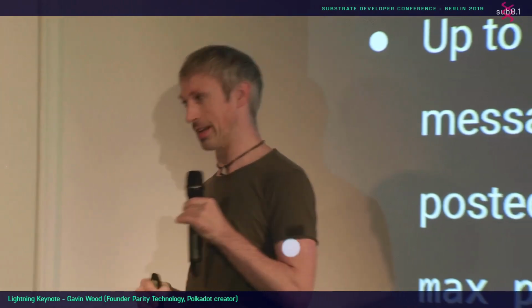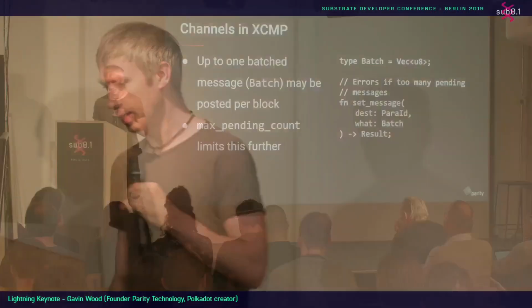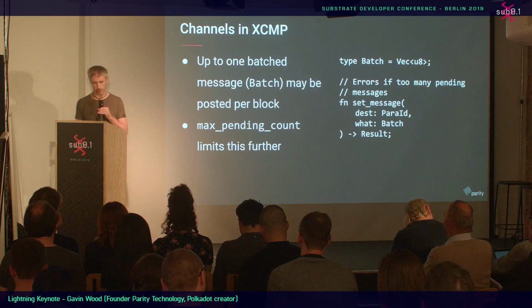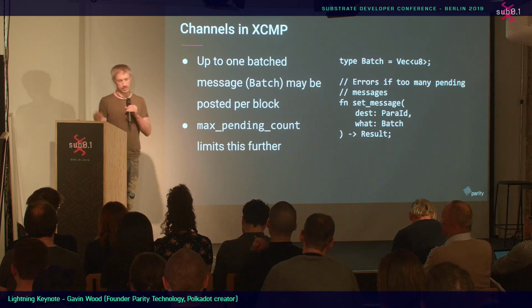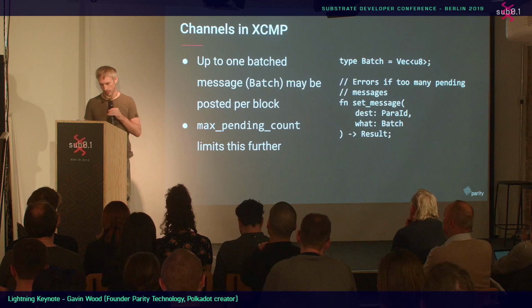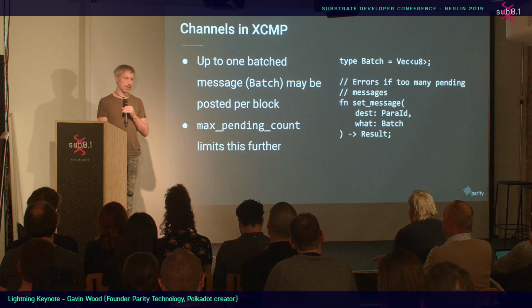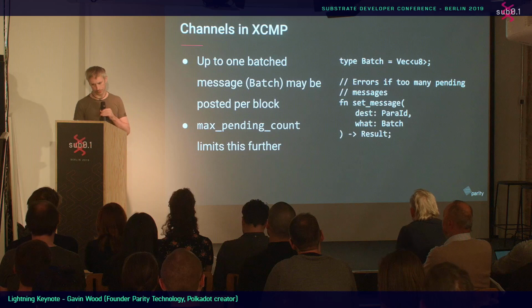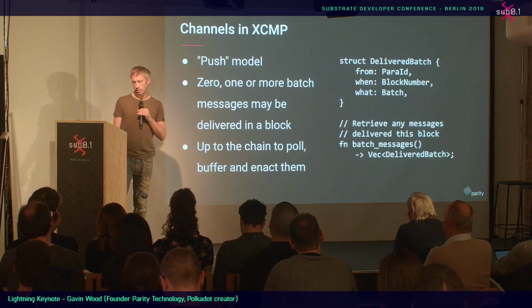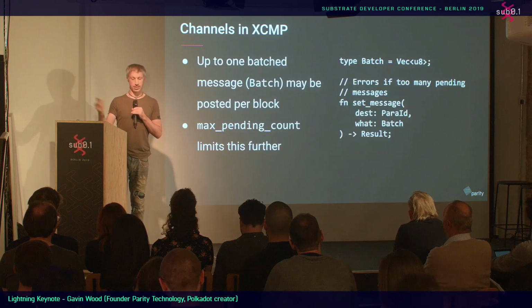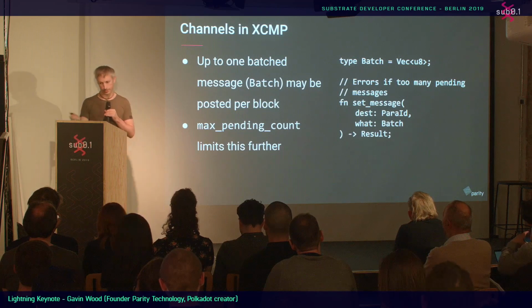The API is relatively simple, but as I say, you can only send at most one message per block. So rather than a post message API, it's really just a set message. If you don't want to send any messages, then don't call it, and if you do, you call it exactly once. It takes where the message is meant to be posted to, and this batch of messages, which is just a big opaque blob. If there are too many pending messages, you're going to get an error back. Or likewise, if there's no channel open to that destination.